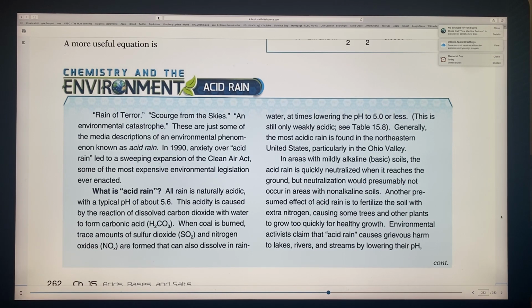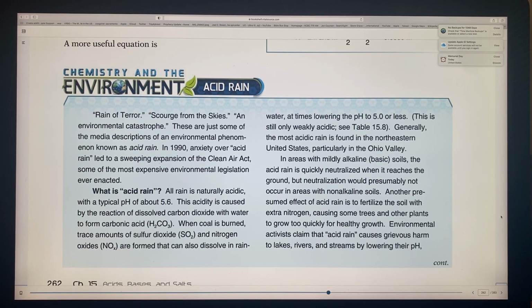So what is acid rain? Well, all rain is naturally about 5.6 pH, which is acidic. So rain has always been a little bit acidic. Why? Because there's dissolved carbon dioxide in the rain. Also, due to coal mining and the burning of coal, especially in the industrial age of America, sulfur dioxide went into the air. So we have carbon dioxide and sulfur dioxide, and nitrogen oxides too, and they all lower the air quality and the rain a little bit, making it a little more acidic.